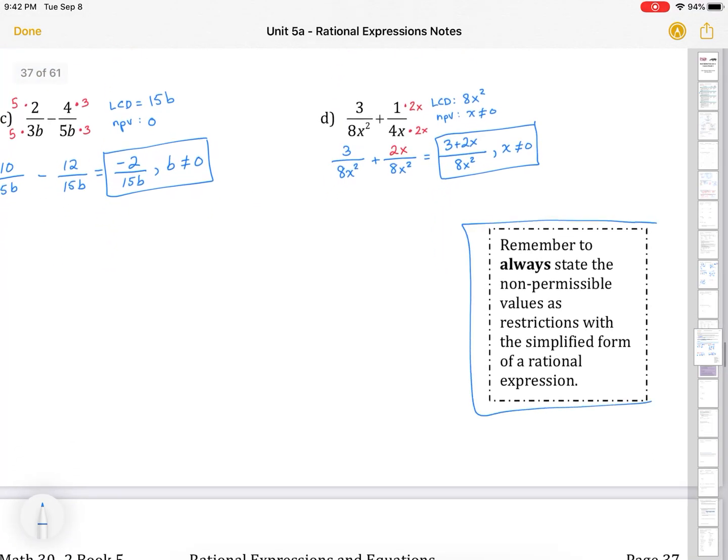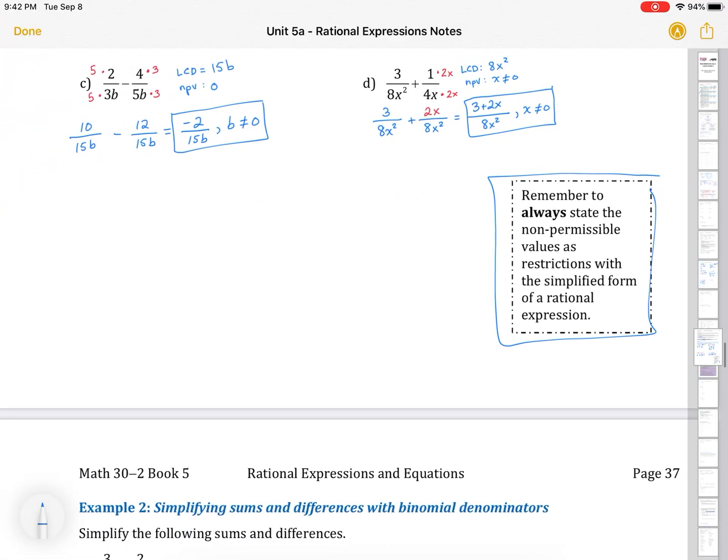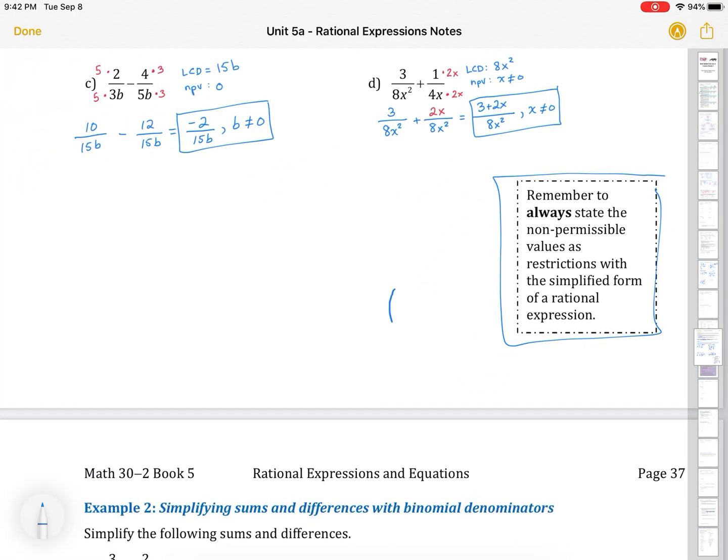Now, remember always to state the non-permissible values as restrictions with the simplified form of a rational expression. So you take a look at that and you say, can I simplify it further? And we can't. That's in the lowest terms. Okay.